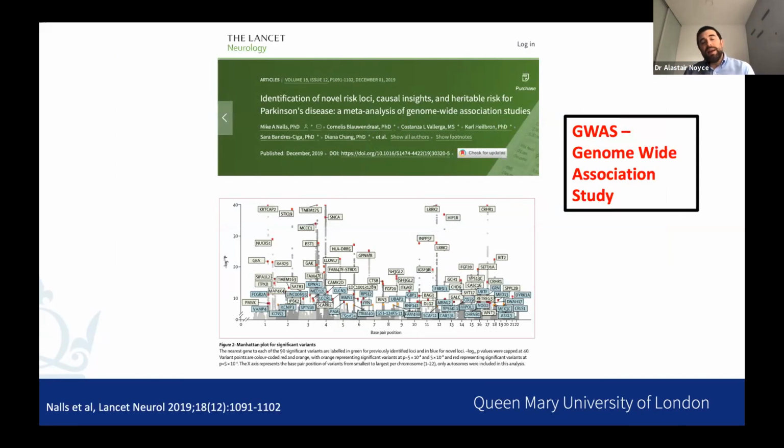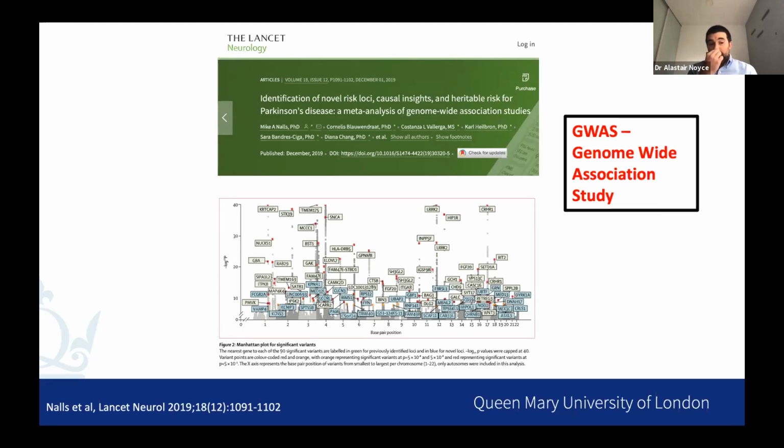So this is the latest genome-wide association study, or GWAS, of Parkinson's disease, which was published by Mike Nalls and the International Parkinson's Disease Genomics Consortium about 15 months ago. And I'm going to stick on this a little bit because it's relevant to what we talk about next. So what you do in a genome-wide association study is you take literally thousands of unrelated people with Parkinson's disease and thousands of controls, and you compare those two groups to one another. It's a case control study.